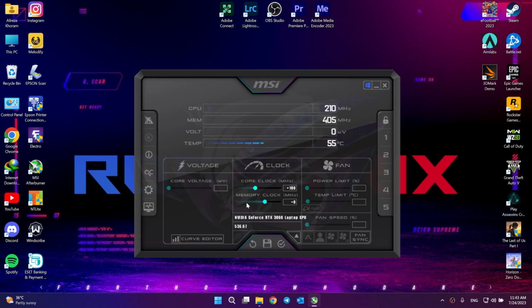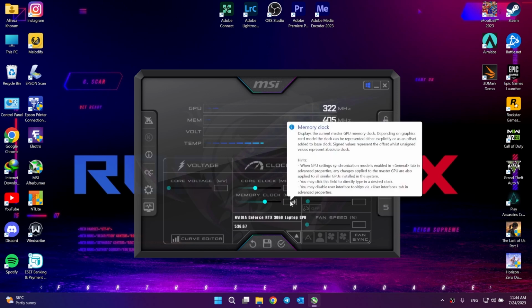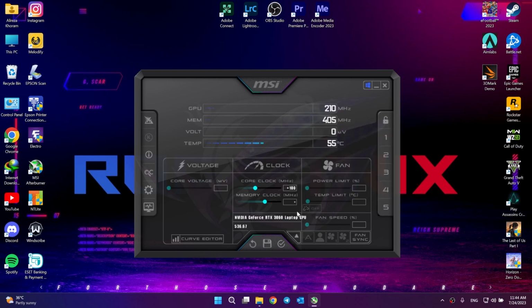And the memory clock is as important as clock speed when it comes to games with tons of textures. Try increasing it by 50 or 100 megahertz. Anything below 10% should still provide stable performance. As an example, I go with 50 megahertz.